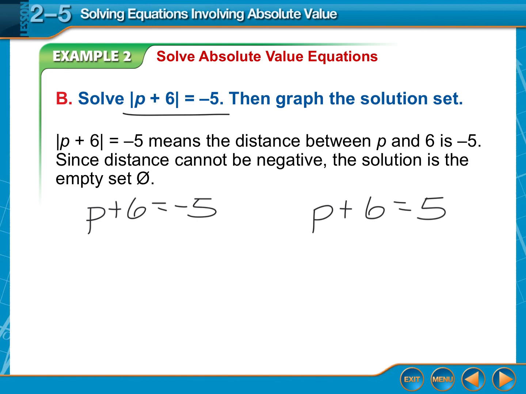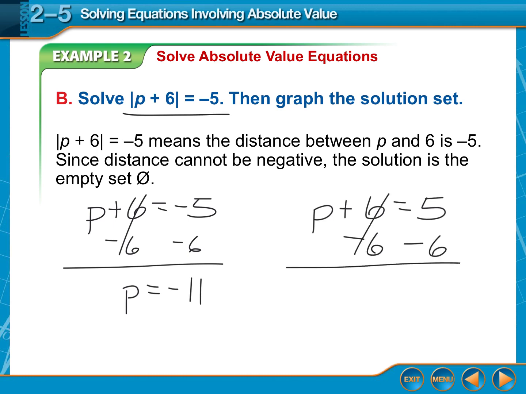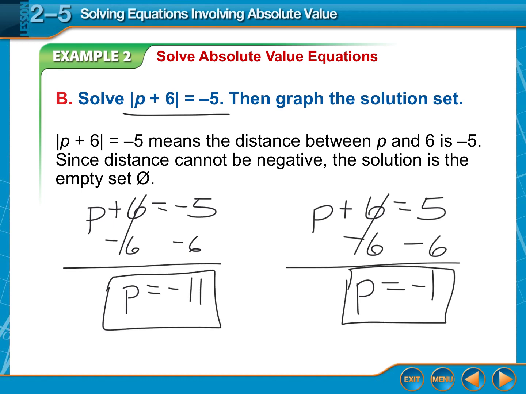Now we just solve both of those. What do we do on both sides? Subtract 6. What's negative 5 minus 6? Negative 11 on this side. You subtract 6. What's 5 minus 6? Negative 1. So your answers would be negative 11 and negative 1.